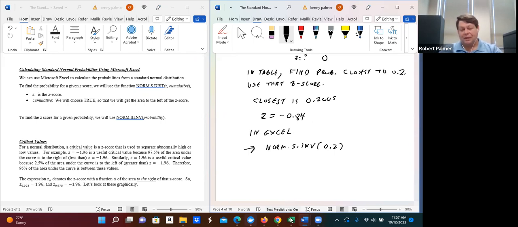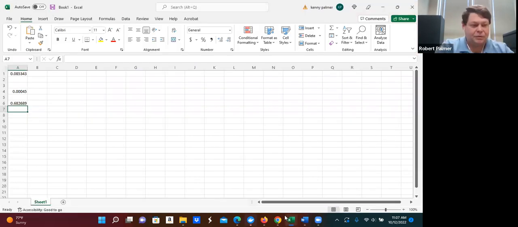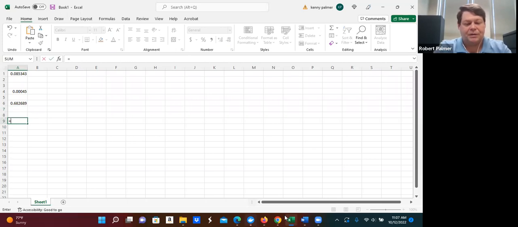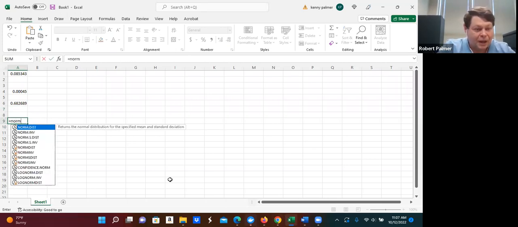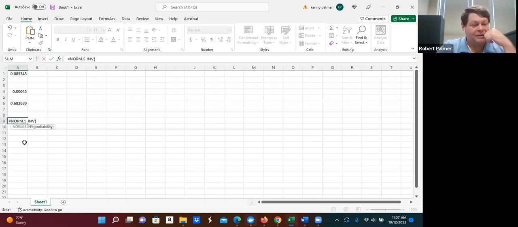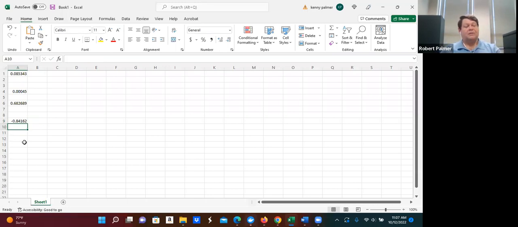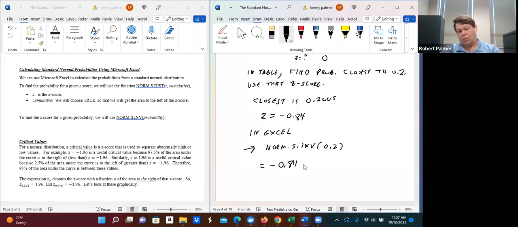Okay, let's go to Excel again and do that. Let's just put a little space so it's easier to read. Once again, type in NORM and look at your options, and it's right here. NORM.S, because we're using the standard normal distribution. Click on that, and then type 0.2, and as you see, it gives the same thing, but with more accuracy: -0.84162. So that's the Z-score that goes with that.